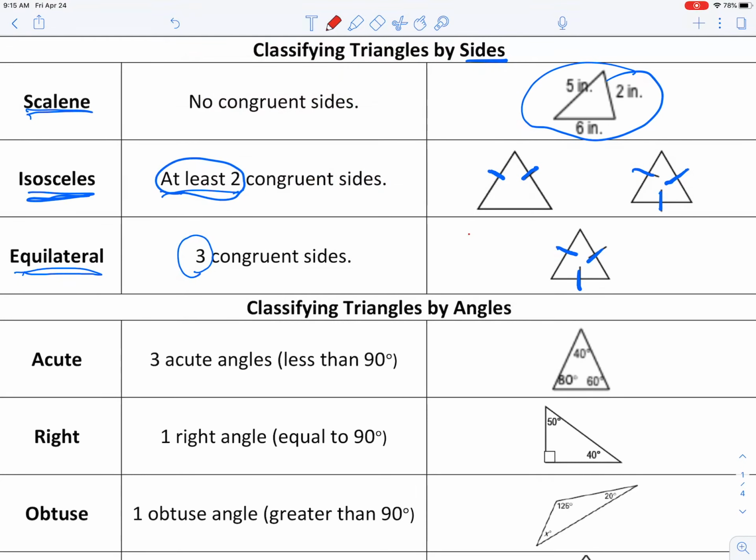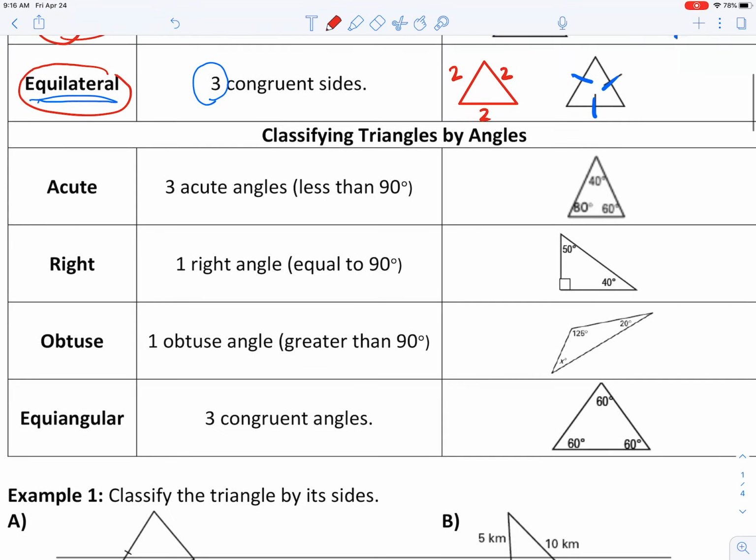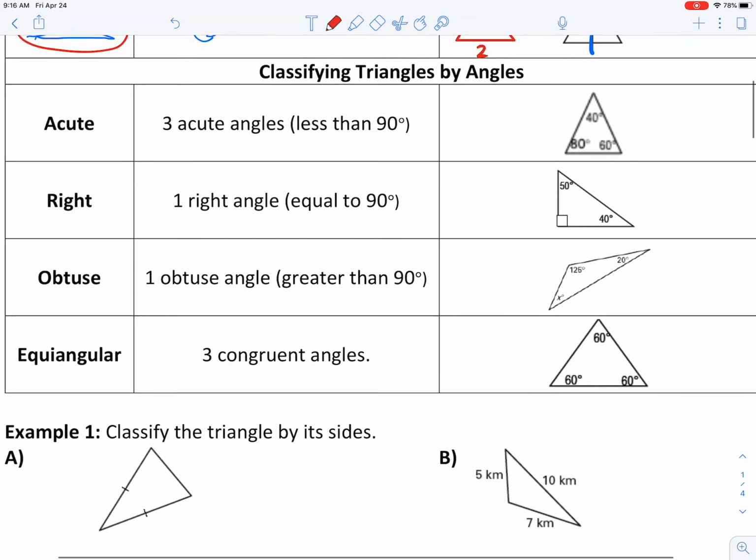Now, I do want to point something out. Let's just say that each side of a triangle is 2 inches. If all three sides are congruent, are the same, it is both equilateral and isosceles, because isosceles is at least two sides. So if all three are the same, it's both of those.